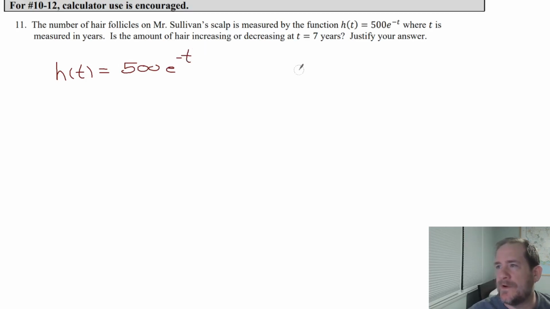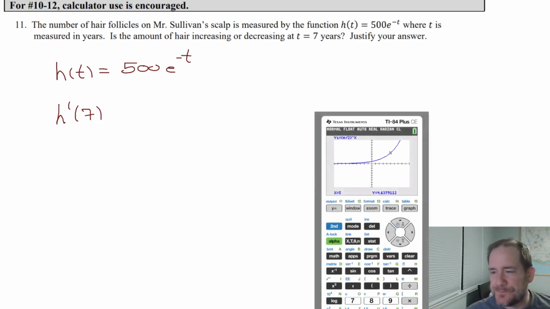This time, if I want to decide is the amount of hair increasing or decreasing at time 7, I don't want h of 7. H of 7 will tell me how many hair follicles the guy has. I want to know is the rate of change positive or negative. So I'm after h prime of 7. So how do you get that? Well, you'll still take out your calculator. We're still in sort of the calculator section of this worksheet.